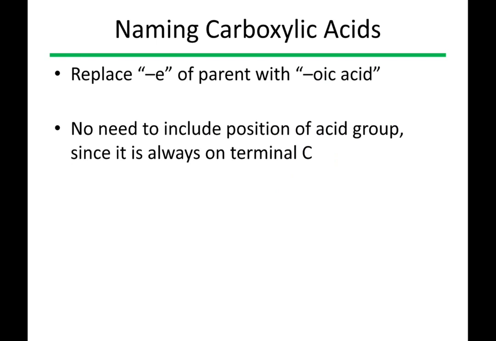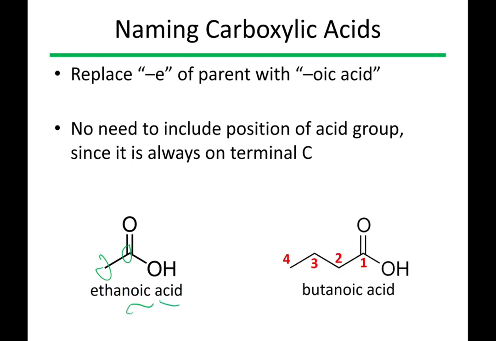And when we're naming the carboxylic acids, this is similar to the alcohols, but we replace the E with -oic acid. We don't need to include the position of these because the acid is always going to be on a terminal carbon. So in this case, with the 2 carbons and the attached acid group, this would be ethanoic acid. Or with 4 carbons, this would be butanoic acid.